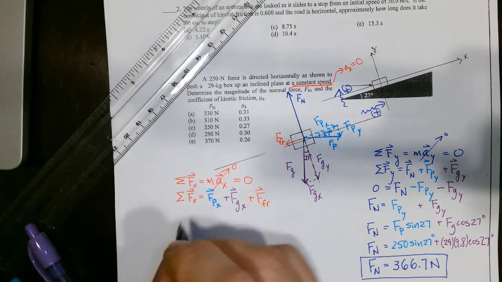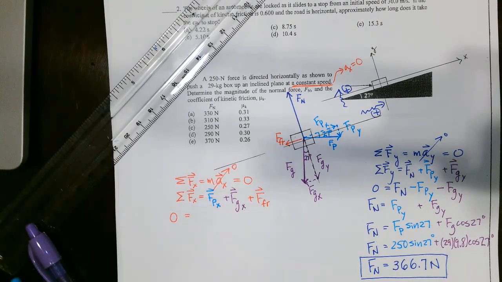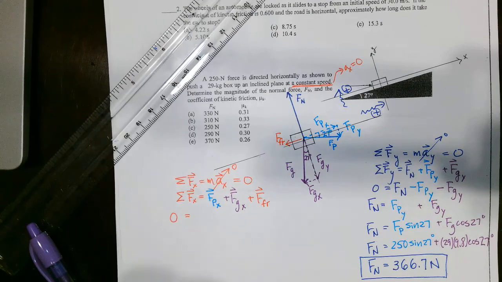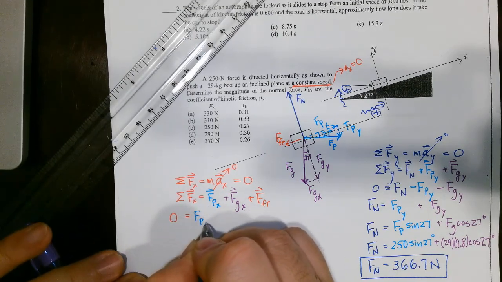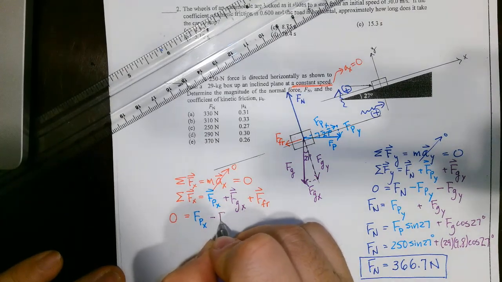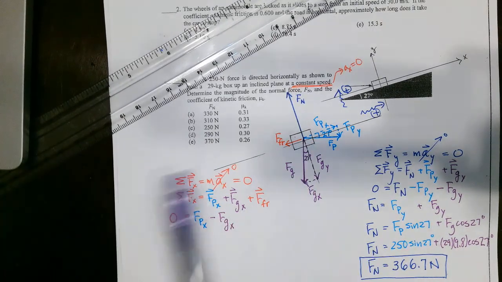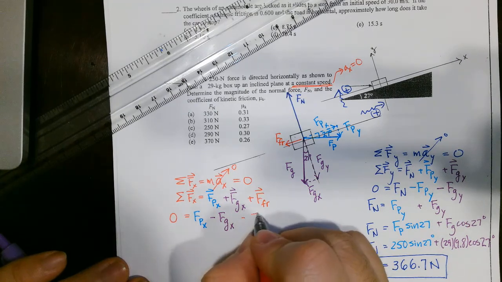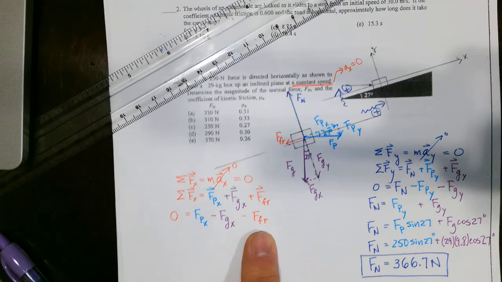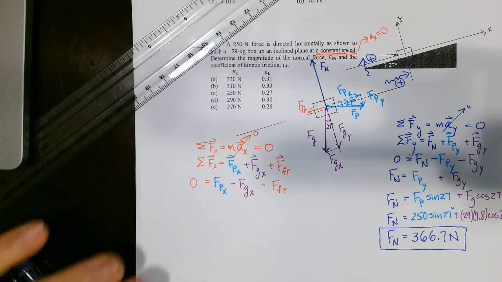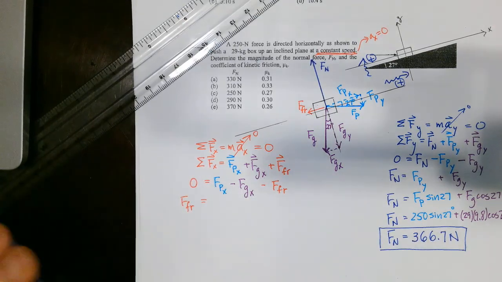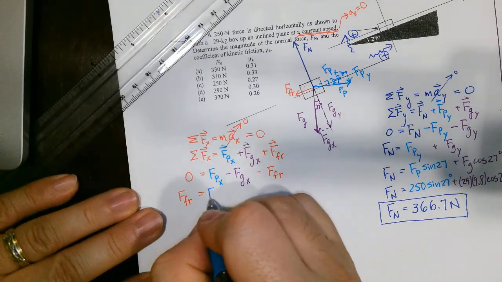Now let's give directions to all this. So 0 is equal to FPX. I'm going to consider that positive. So FPX is positive. FGX, negative. Friction, negative. So since I'm calculating for friction, let's isolate it to the other side of the equal sign. So my frictional force now is equal to FPX minus FGX.